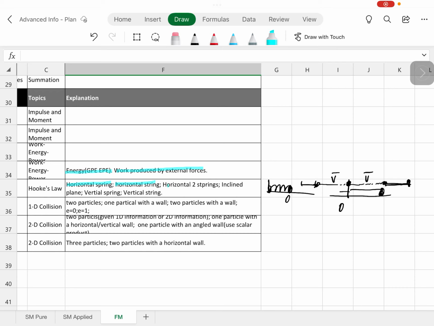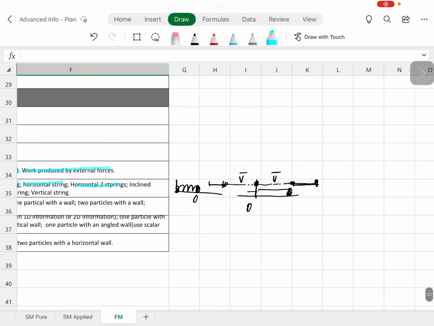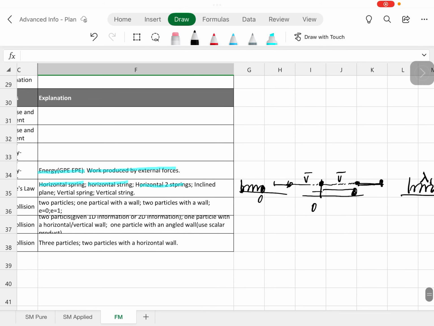You then have horizontal two springs. So I have a spring 1, I have another spring here, and the particle is connected here. Both springs have different lambda 1 and lambda 2. So these kinds of questions. Then followed by inclined plane, you need to vary the angles here for inclined plane. Then you can also have vertical spring and vertical string.